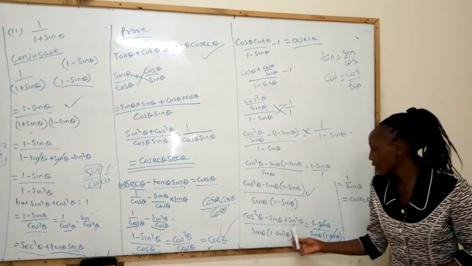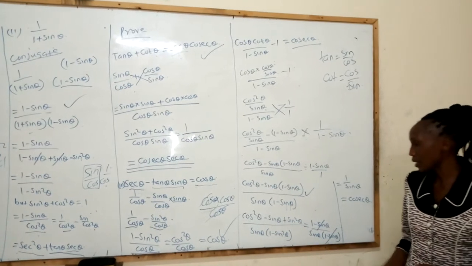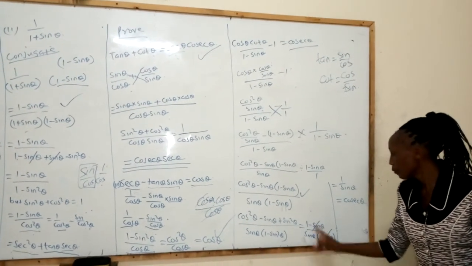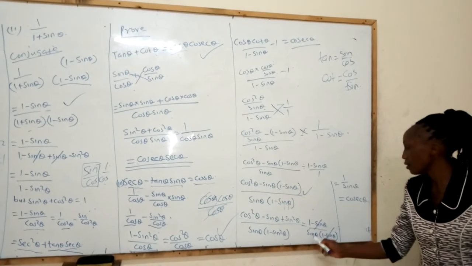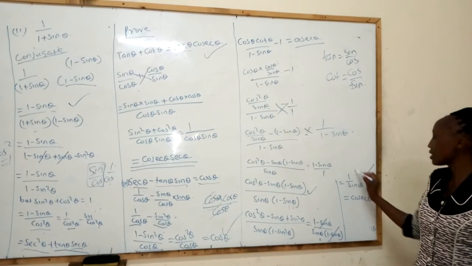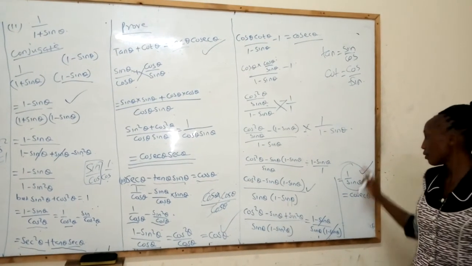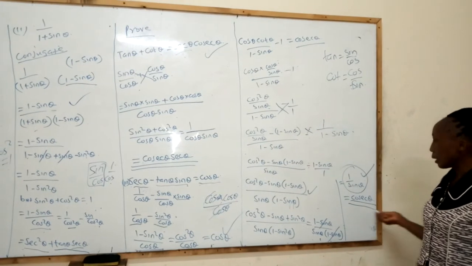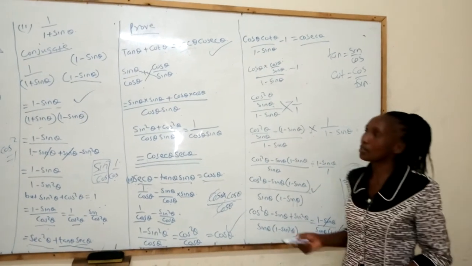But cos squared theta plus sine squared theta is the same as 1, so it will be 1 minus sine theta over sine theta times 1 minus sine theta. 1 minus sine you cancel, you remain with 1 over sine theta. This is the reciprocal, and 1 over sine theta is the same as cosec theta. That is the end of our lesson.